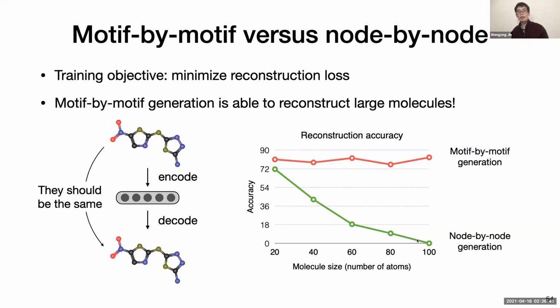And as you can see here on the right, the red curve represents the reconstruction accuracy of this motif by motif generation model. You can see that the reconstruction accuracy remains high even if you have a molecule of up to 100 atoms. I know this is not common for drug-like molecules, but this demonstrates the advantage of motif by motif generation.